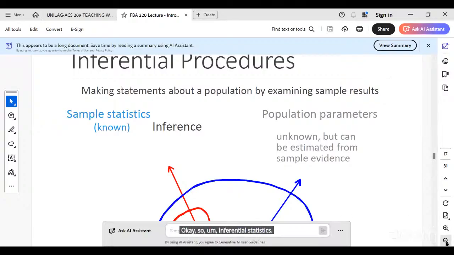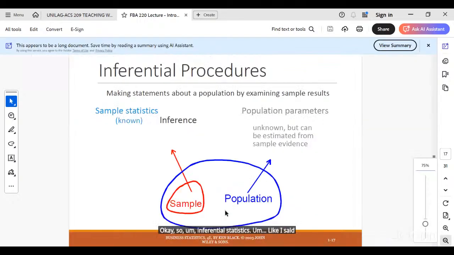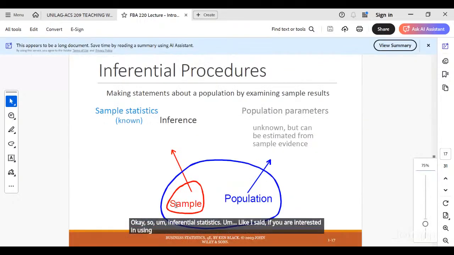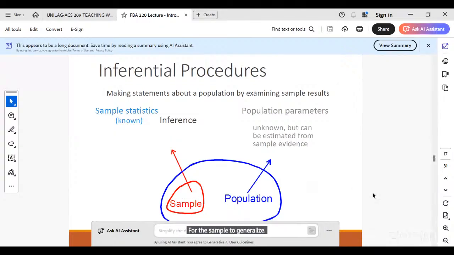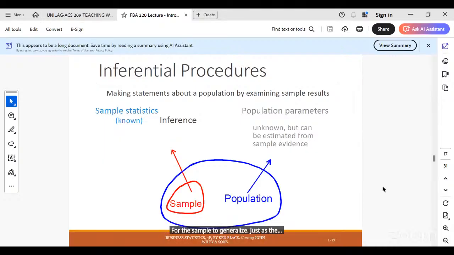Like I said, if you are interested in using just one part of the sample to generalize, just as the lab technician will take part of the blood. It could be taken from any part of your body. It could be from the tip of your finger. It could be that the lab technician locates your blood vessel and then takes some blood from it, or it could be from any part of your body.